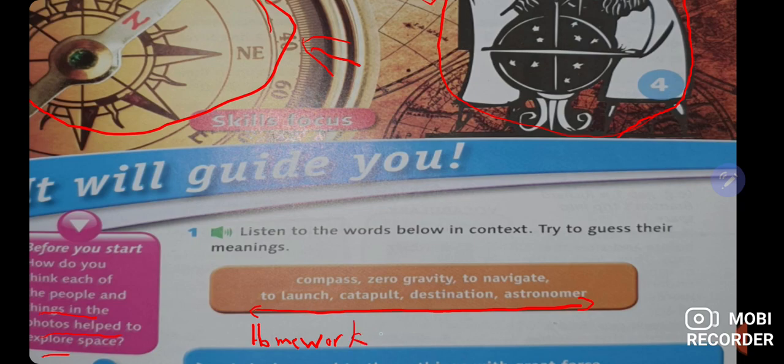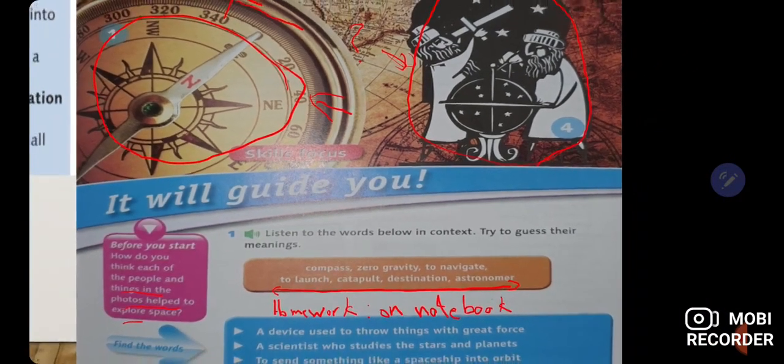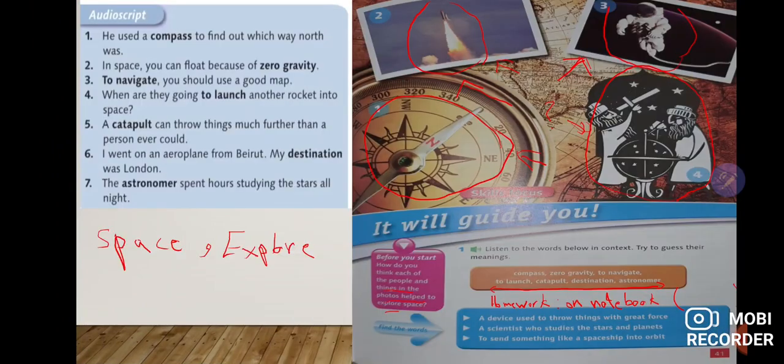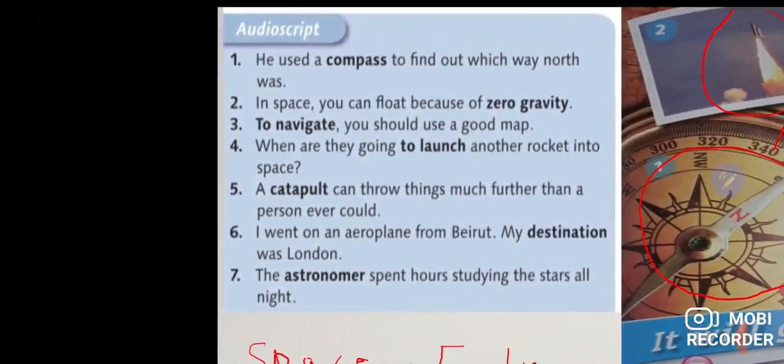I need you to write it in your notebook. Now, the words: compass, zero gravity, to navigate, to launch, catapult, destination, astronomer. You're gonna listen to it in an audio track. You're going to see it in the post, and then come back to give us the meaning of it. This would be the audio track, or the audio script.